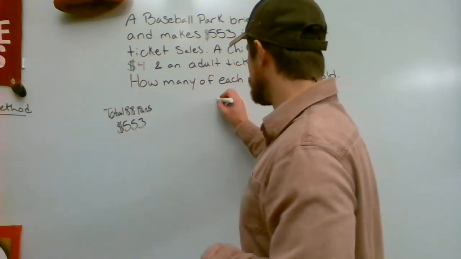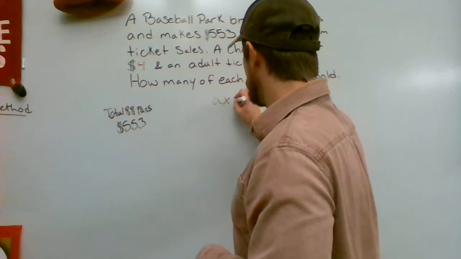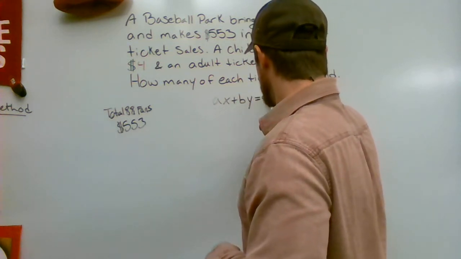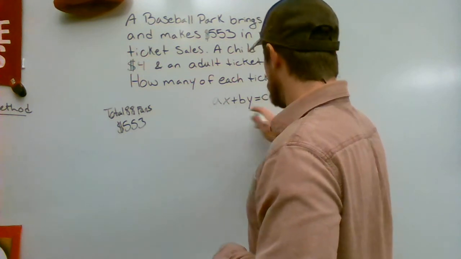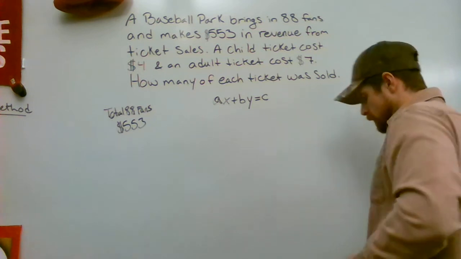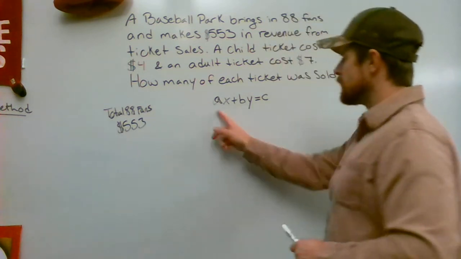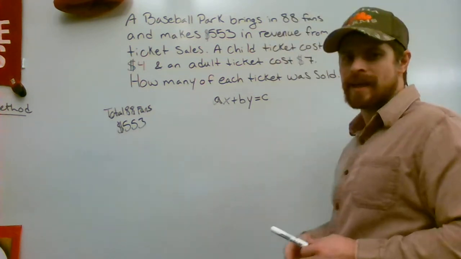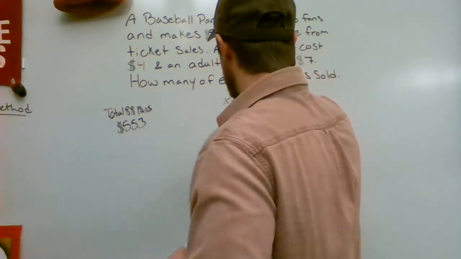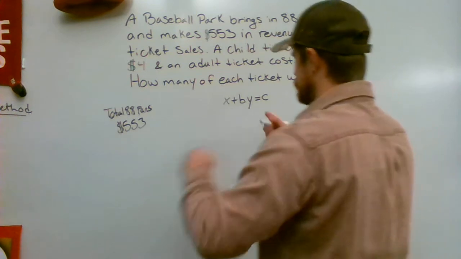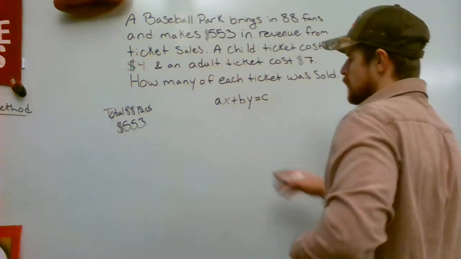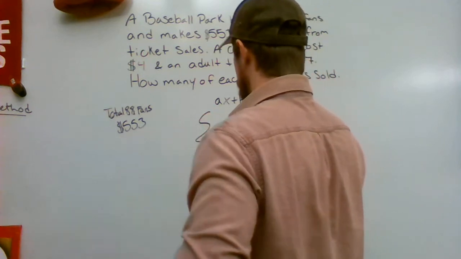Standard form would look like this: AX plus BY equals C. And I apologize for the pen that I'm using, not really standing out very well. I'm going to grab a new one. Okay, AX plus BY equals C. So that is the form in which I'm going to write these equations out in, because we're talking about two completely different things and a total. So I'm going to give my brackets for a system.